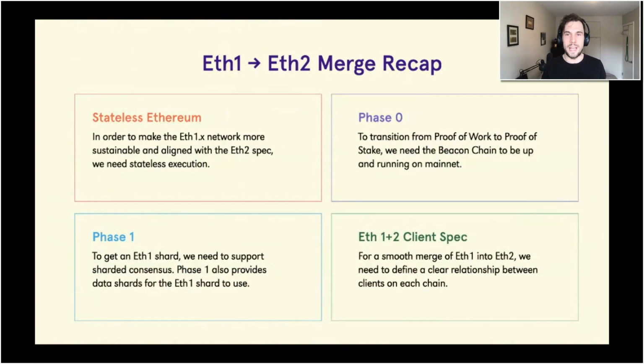So to kind of recap all of this, if we want to get from Eth1 to Eth2 and merge Eth1 into Eth2, there's 4 main bits of work that we need. The first is stateless Ethereum. So we need to make the network stateless, which will not only make the 1x network today more sustainable, but it'll align it with the way the Eth2 spec was designed. Then we need phase 0 to be live and running, which is our proof of stake engine. We also need phase 1, which is our sharding consensus engine, which allows the management of all of the shards, including the Eth1 shard. And finally, we need this Eth1 to Eth2 client spec to make sure that we have a clear relationship defined between both clients and we don't lose any functionality.